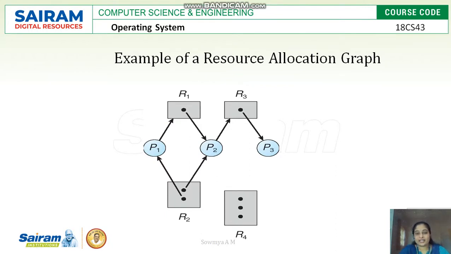Here we have an example of a resource allocation graph. P1, P2, P3 are the processes, R1, R2, R3 and R4 are the resources. P1 is requesting R1, where R1 is allocated to P2. P2 is requesting R3, R3 is allocated to P3, and instances of R2 are allocated to P1 and P2. This is how the graph is written for the processes and resources.